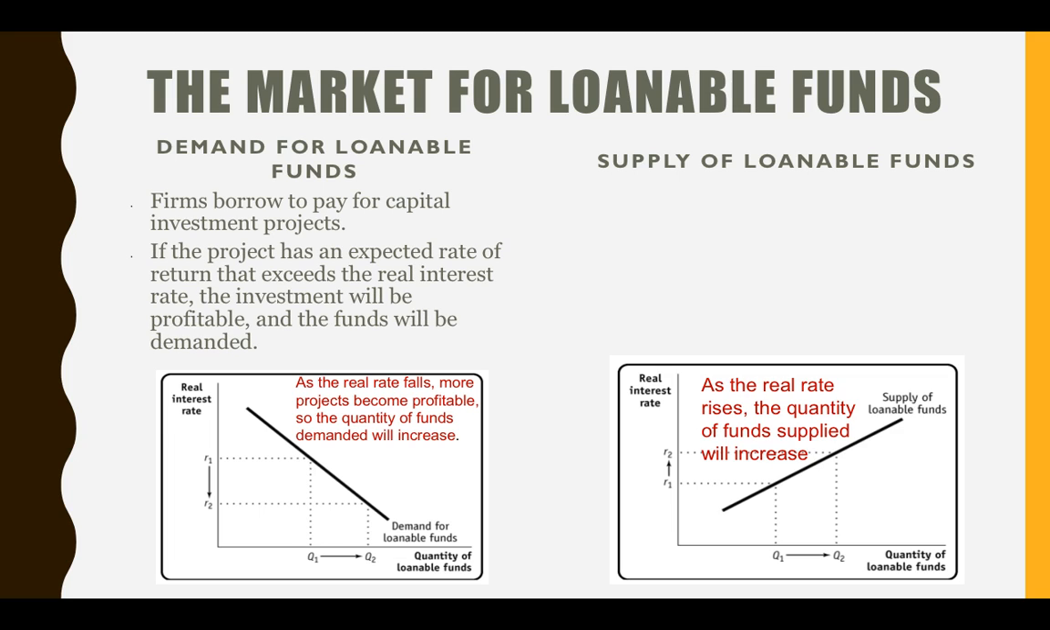Again, as I said before, if the expected rate of return on this project exceeds the real interest rate, that makes it a profitable investment, and I will demand those funds. If not, it doesn't make sense for me to borrow money. Government can also borrow loanable funds, and we'll talk about what causes that, and individuals can borrow money too for houses, cars, and so on. Now, as the real interest rate falls, projects become profitable, and the quantity of funds demanded will increase. And so just like all of our downward sloping curves, at a lower real interest rate, we have a higher demand for funds.